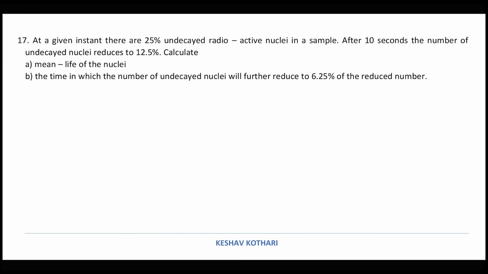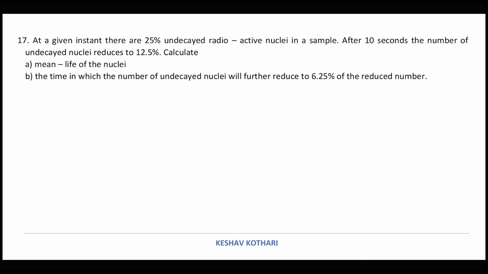Question number 17. At a given instant, there are 25% undecayed radioactive nuclei in a sample. After 10 seconds, the number of undecayed nuclei reduces to 12.5%. Then calculate the mean life of the nucleus. And B part, the time in which the number of undecayed nuclei will further be reduced to 6.25% of the reduced number.